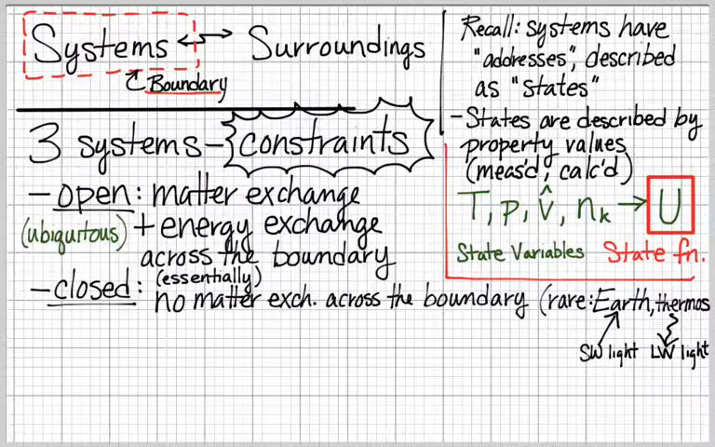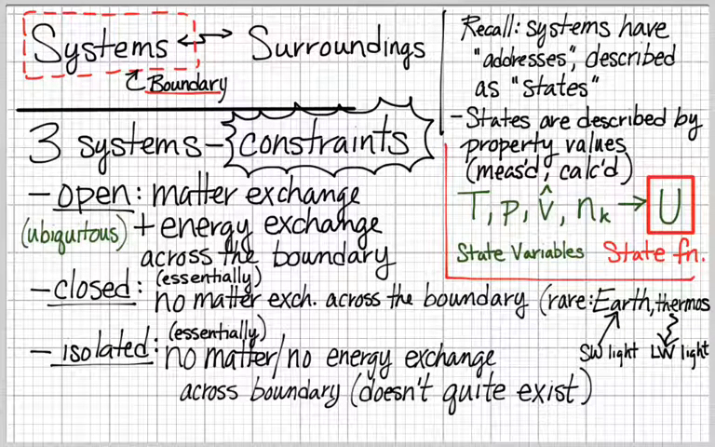Another example would be a thermos, an actual coffee thermos or a tea thermos that insulates, and if it's closed and we're not pouring liquid out of it, we're talking about something where only a slow exchange of heat is happening, but matter doesn't exchange across the boundary. And then, of course, the third one is an isolated system. So open, closed, and isolated.